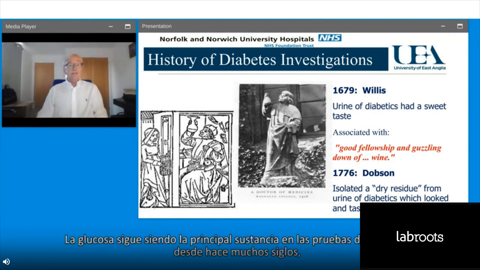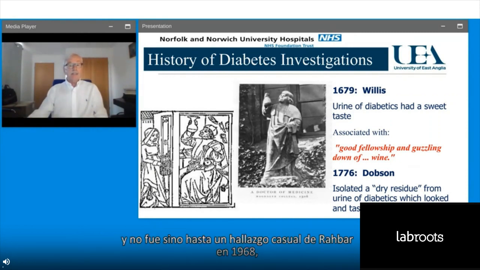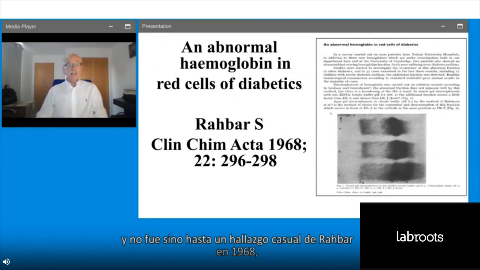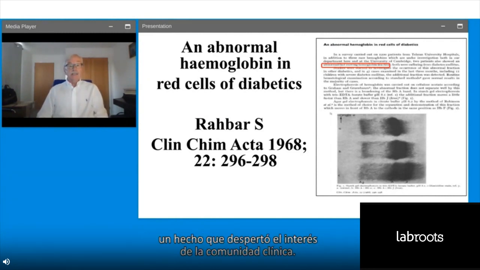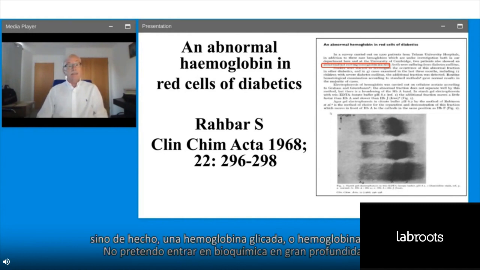Glucose remained the mainstay of diabetes testing for many centuries, and it wasn't until a chance finding by Rabar back in 1968, who described an abnormal hemoglobin in the blood of patients with diabetes, that this fraction came to the interest of the clinical fraternity. We now know, of course, that this is not an abnormal hemoglobin, but indeed is glycated hemoglobin, or hemoglobin A1c.